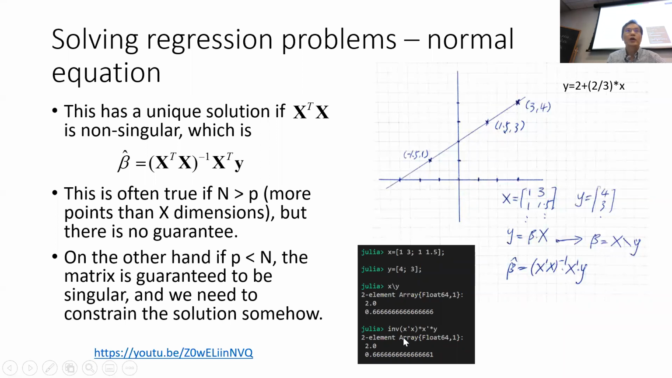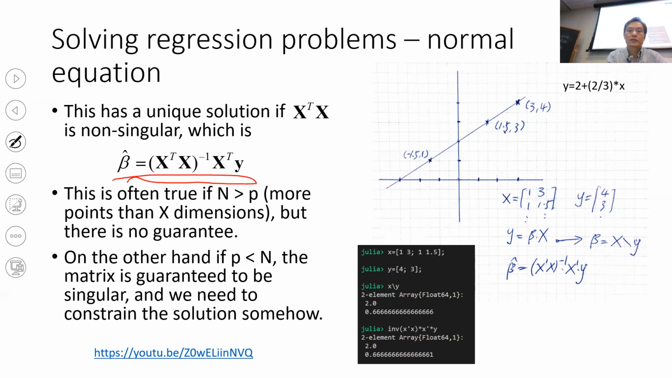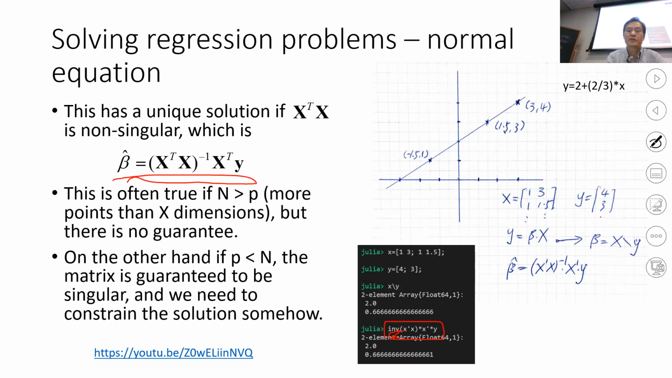Okay, so we can try this using real data. So that's some real example data, and then you just plug in these equations directly. Here I use Julia, but Julia is very similar to Matlab, and then you have exactly the copy of this. So you have X transpose times X, times inversion, times X transpose times Y, and that gives you the beta.